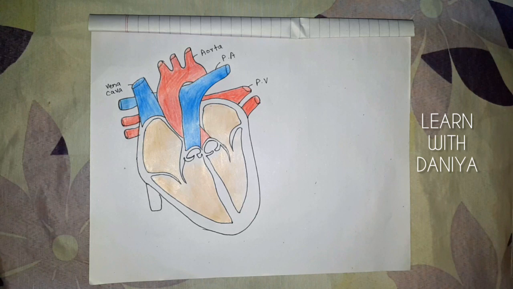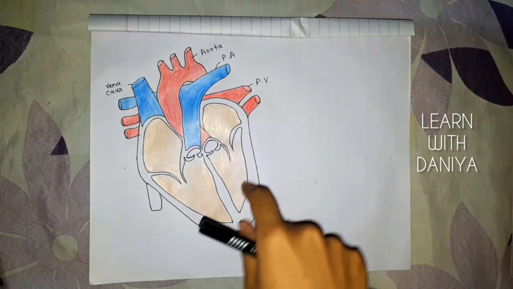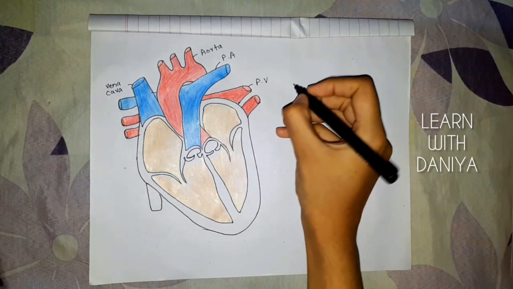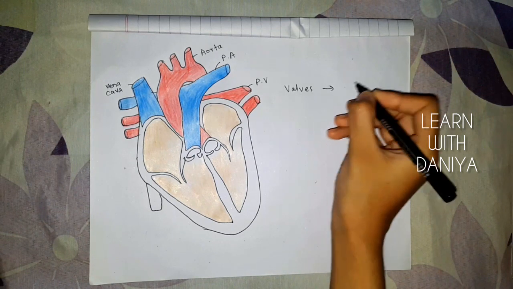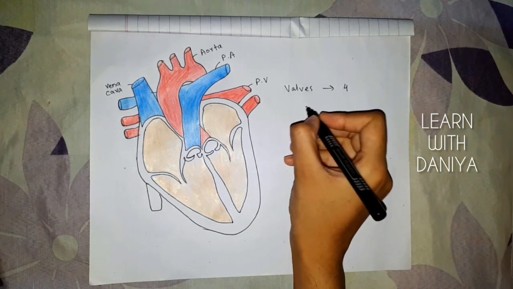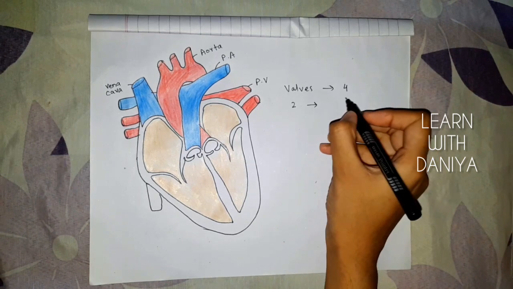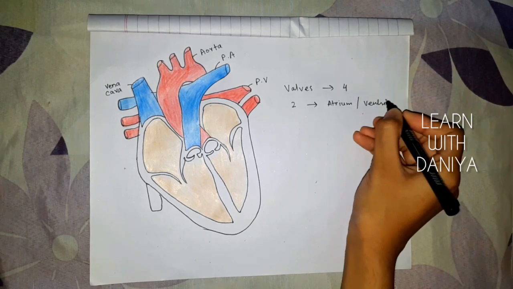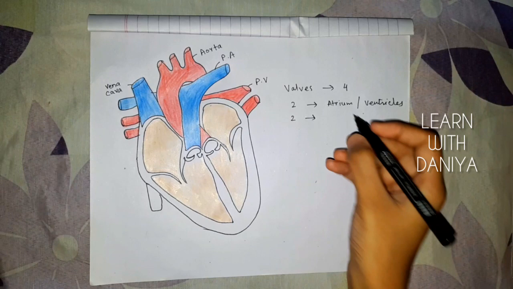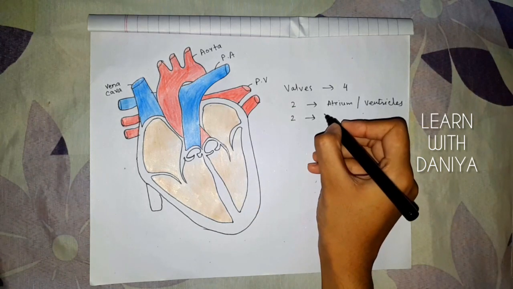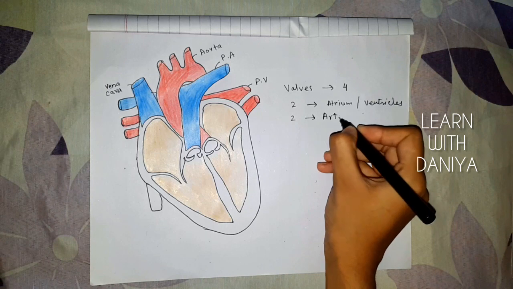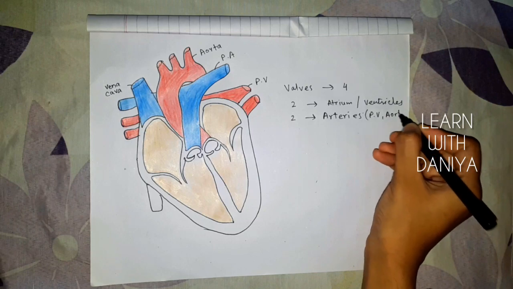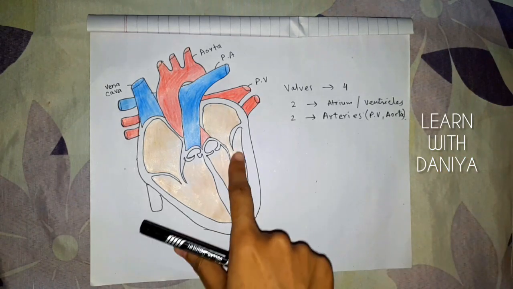In the internal structure of the heart we have valves. There are four valves inside the heart. Two valves are in between the atria and ventricles, and two are in the arteries arising from the ventricles, which are the pulmonary artery and the aorta. So these are the valves.